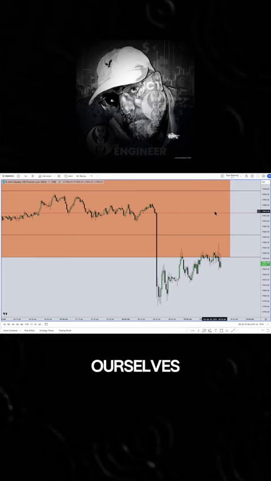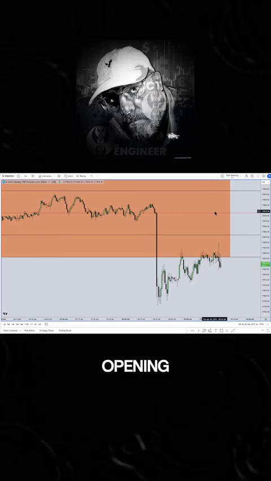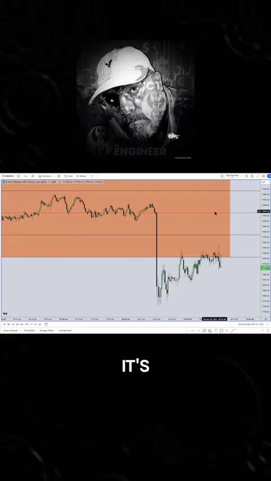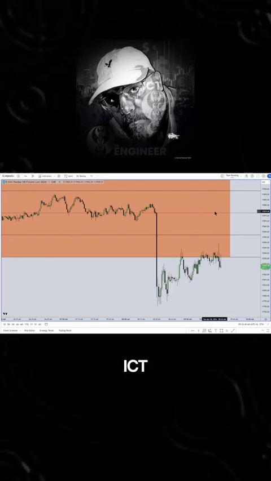We're submitting ourselves to the first 30 minutes. That is the opening range, and that's the time frame you want to be focused on. Nothing shorter. It's the first 30 minutes. Why the first 30 minutes, ICT?